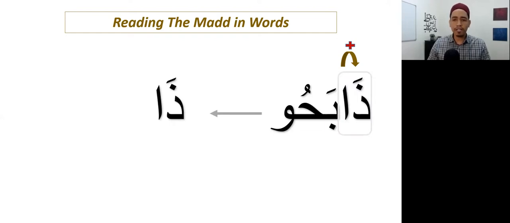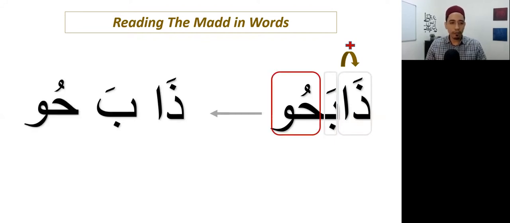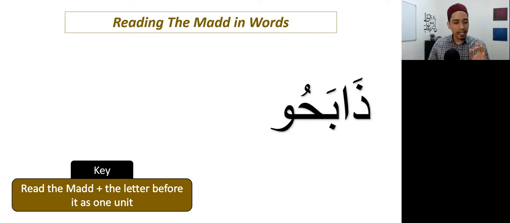You look at them as one unit. Then the ba is the next unit. And then finally, there's another mad, and you see how I joined it to the letter before it. If you look at the units of the word, you'll see it's three parts: the, ba, and hu. Join the units together and we have the, ba, hu. So if you break the word up in units, you'll see it's actually only three smaller units and not 1, 2, 3, 4, 5 letters. So you read the mad plus the letter before it as one unit.